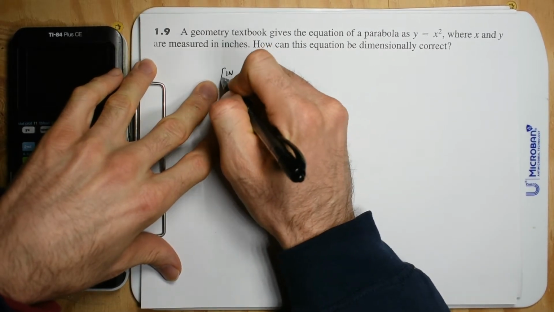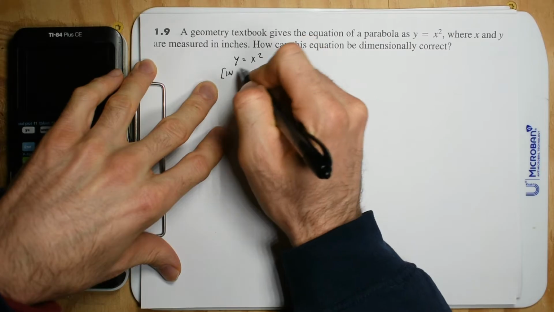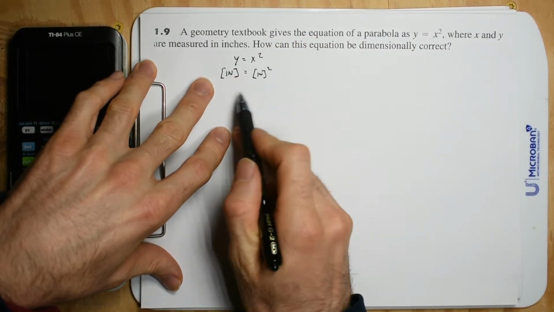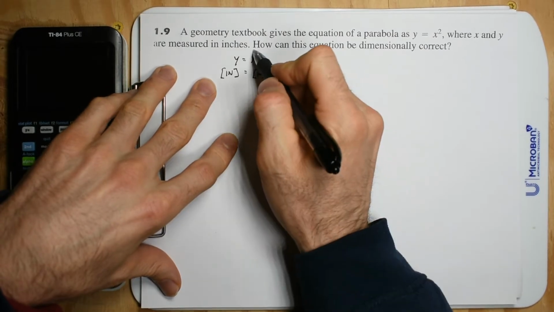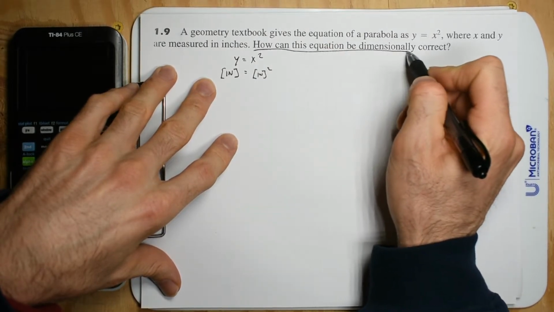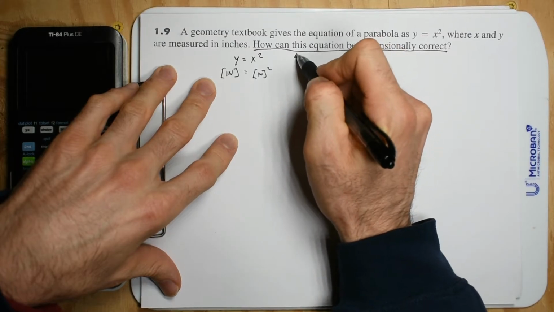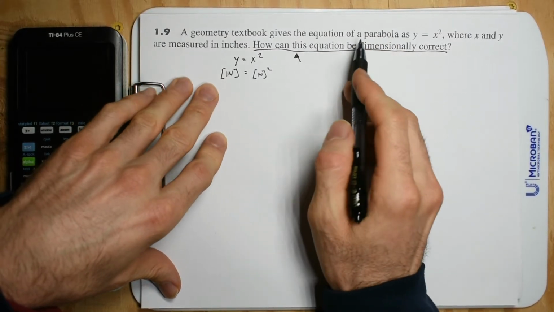So you have y is equal to x squared. You have inches over here, and then inches squared over there. Not correct. So they want to know, how can this equation be dimensionally correct? They don't say, is this equation dimensionally correct? They say, hey, how can it be?